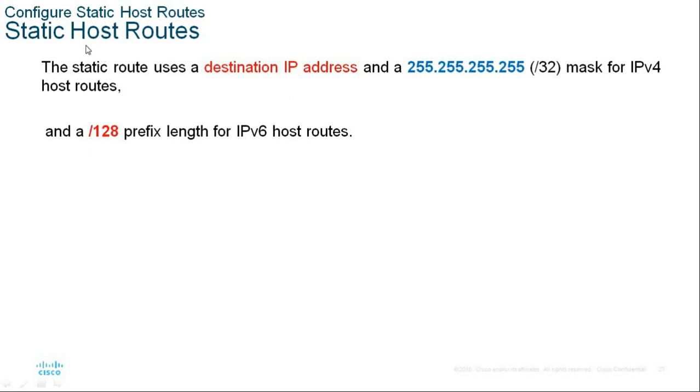So if you want to configure static host routes for IPv4 or IPv6, you have to give the destination IP address. For IPv4, the subnet mask is the full 255.255.255.255, and from this we identify it as a host static route. For IPv6, the prefix length we give is /128. That is the IPv6 host static route.